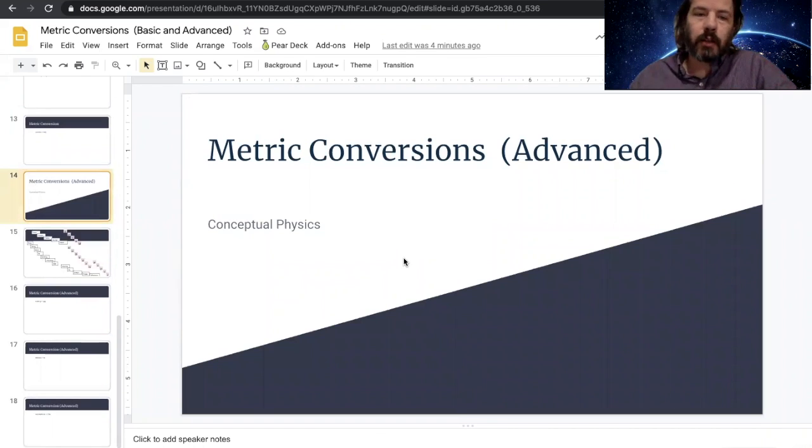Hi, I'm Mr. Franklin, and this is part 2, advanced metric conversions. If you want to know more about how the metric system is put together, you can see my previous video. But in this video, we're going to go to the extreme ends of the metric system and take a look at how to do basic conversions with them.